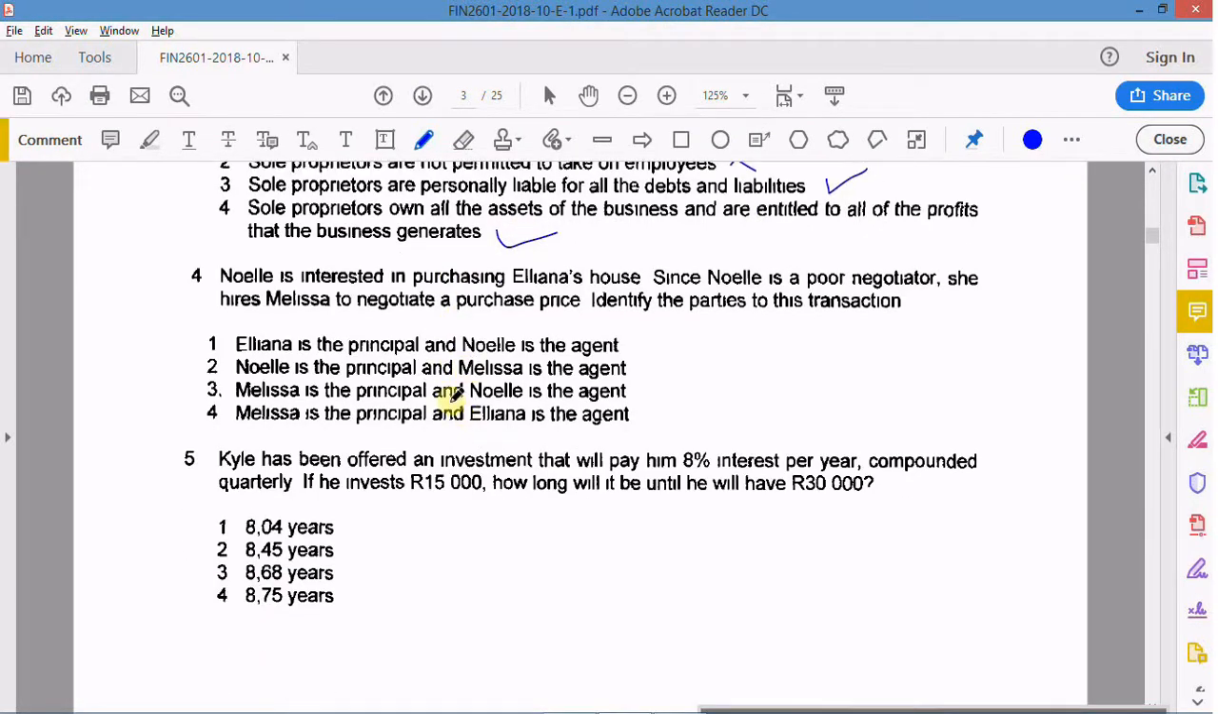N is interested in purchasing E's house. Since N is a poor negotiator, she hires M to negotiate a purchase price. Identify the parties of this transaction. So N wants to buy E's house. N is a poor negotiator, so she hires M to do the negotiation. Obviously M is an agent. Correct. So M is an agent, and N is the principal. That would be right, so two.